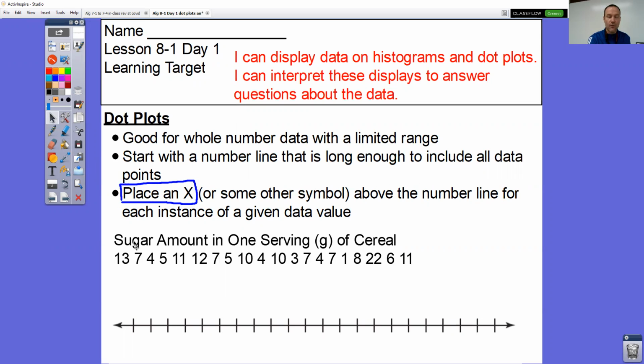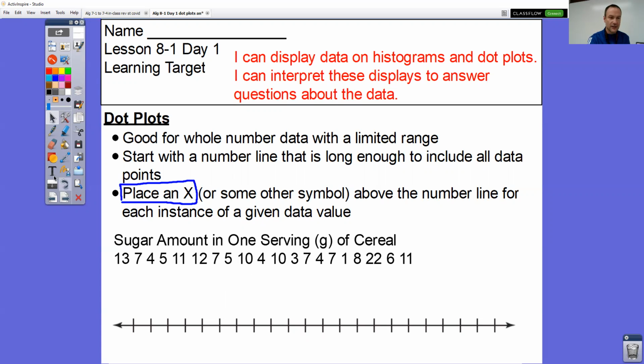In this case, they want you to do a dot plot of the amount of sugar in one serving of cereal. So somebody went through and they must have looked at a whole bunch of cereal boxes, and there was 13 grams of sugar, 7 grams of sugar, 4 grams of sugar, 5, and so on and so forth. So they looked at a whole bunch of boxes of cereal, and they want to better organize the data, see how much sugar is in cereal.